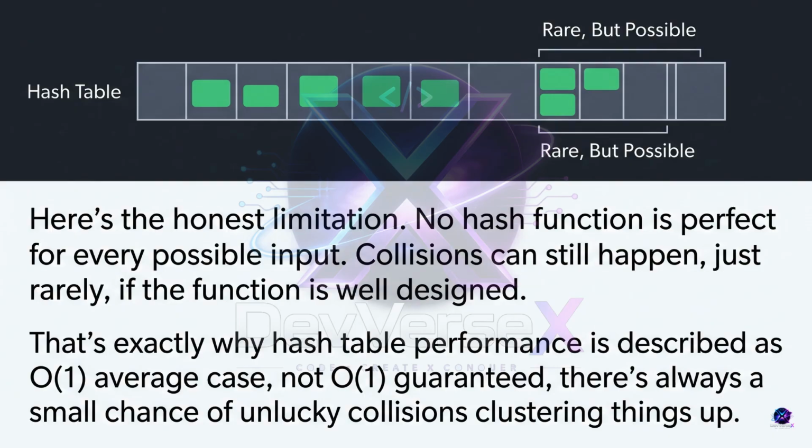Here's the honest limitation. No hash function is perfect for every possible input. Collisions can still happen, just rarely if the function is well designed. That's exactly why hash table performance is described as O(1) average case, not O(1) guaranteed. There's always a small chance of unlucky collisions clustering things up.